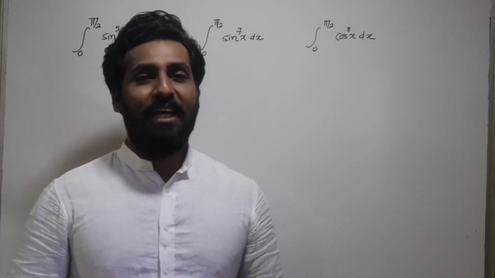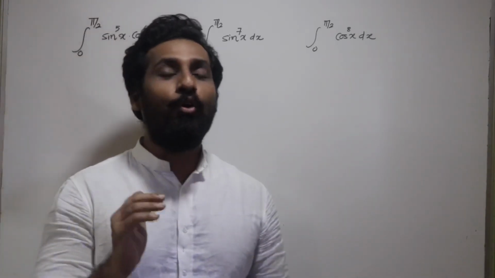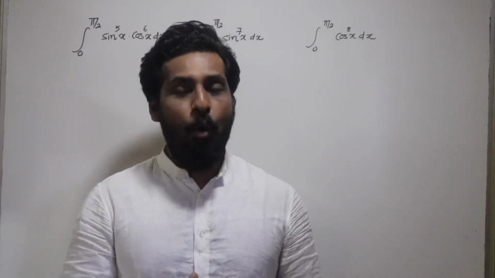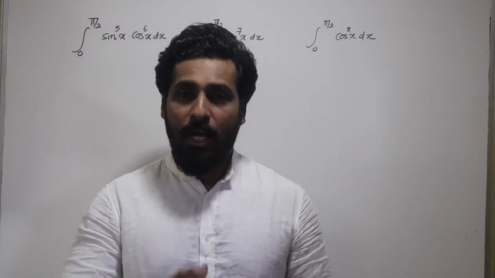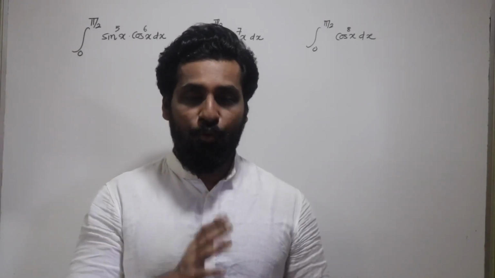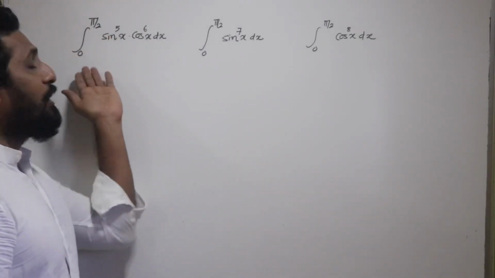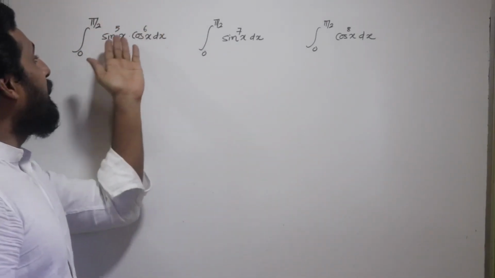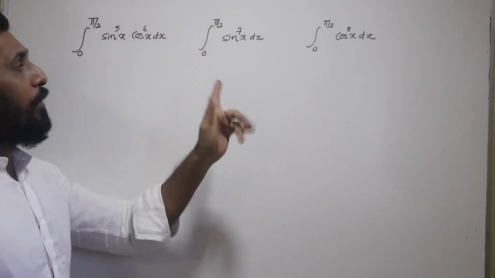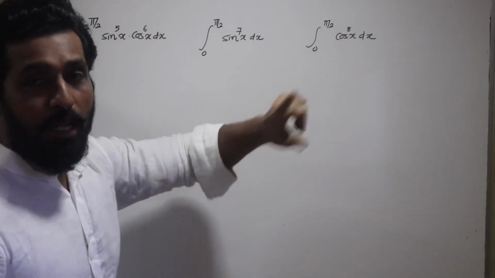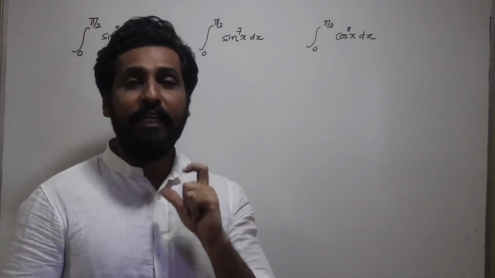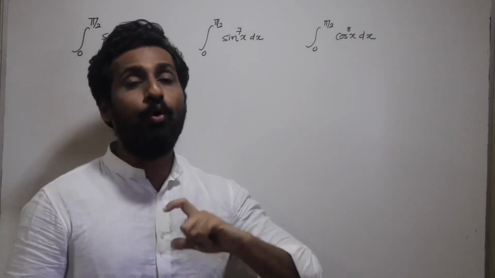Hello friends, in this session I'm going to teach you one very important shortcut technique to solve some questions in definite integration. Now you must have encountered questions where you have integration from 0 to pi by 2, sine raised to some power and cos raised to some power. Sometimes only sine is present, sometimes only cos is present. But usually the integral limits are from 0 to pi by 2.